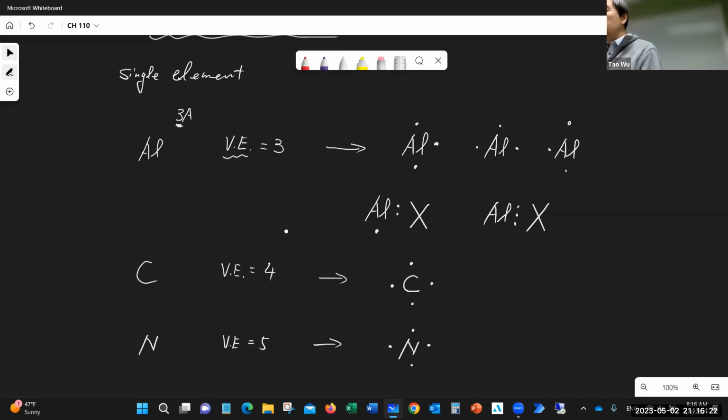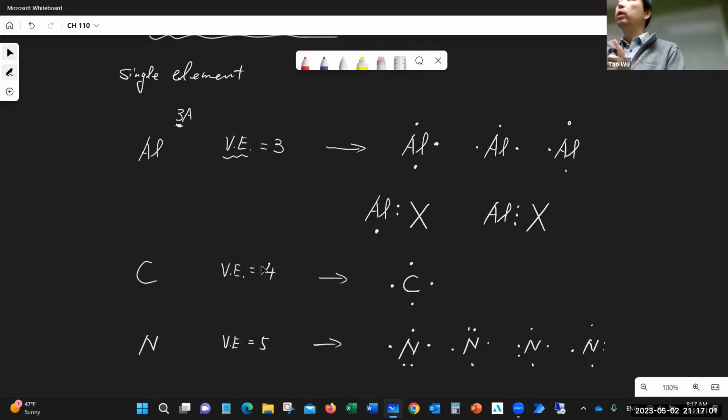It doesn't matter where you put the paired dots. You can put it over here, that's fine. You can put it over here, that's fine. Or even over here, that's fine. It doesn't matter where you put the dots, as long as you first assign single dots on each side. And if you have more, you pair the single dots into paired dots. So this is for single elements.